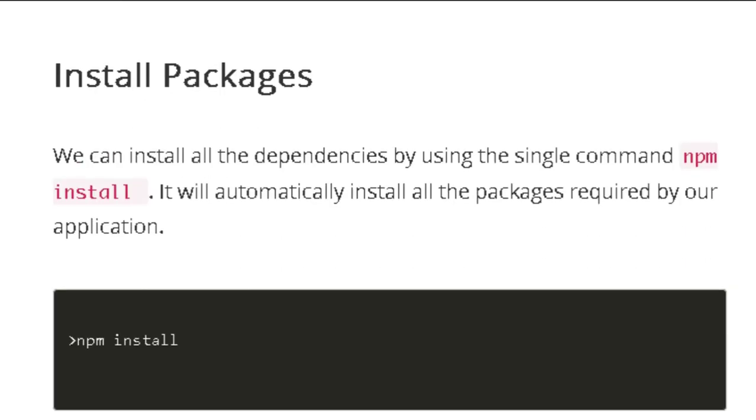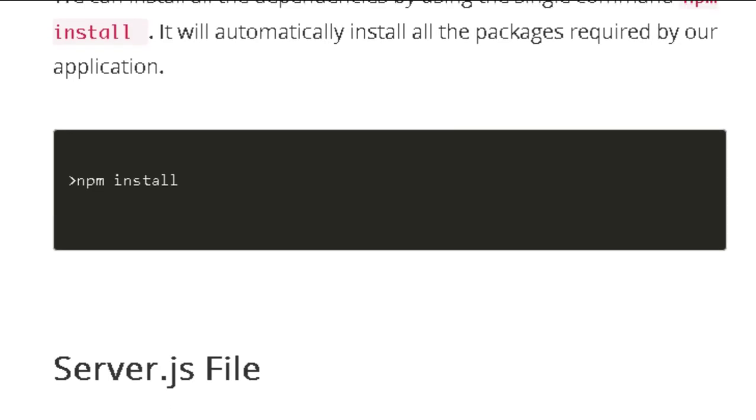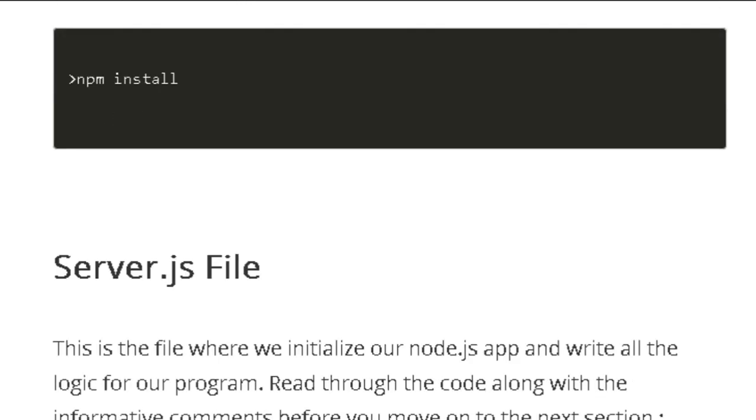Okay, install packages. We can install all the dependencies by using the single command npm install. It will automatically install all the packages required by our application, npm install. Okay, so they're probably going to be doing this locally. They're going to do a local run as well as a deployment, or I don't know if they're going to do a deployment as well, but npm install, usually that's if you're doing some local testing, if you're doing the npm install on your machine rather than on the server.